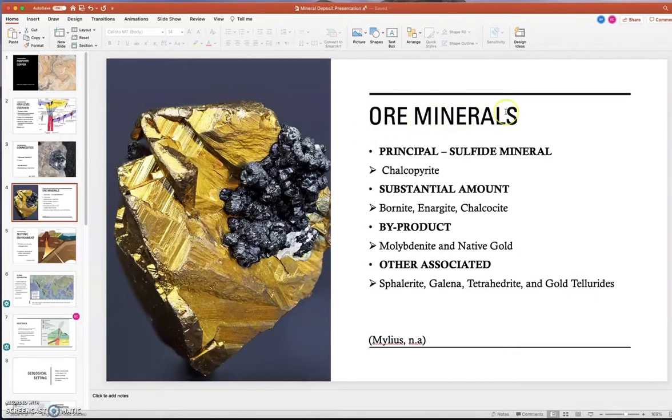For ore minerals, although a substantial amount of copper may occur as bornite, enargite, and chalcocite, in the hypogene part of porphyry copper deposits the copper occurs predominantly in chalcopyrite. Byproduct minerals frequently include molybdenite and native gold. Other associated minerals may include sphalerite, galena, tetrahedrite, and gold telluride.